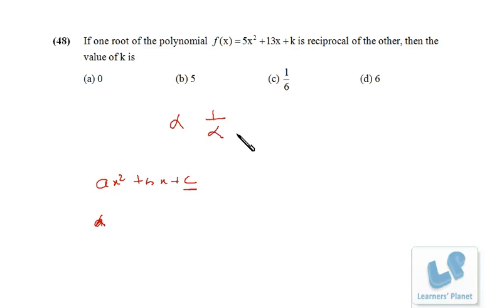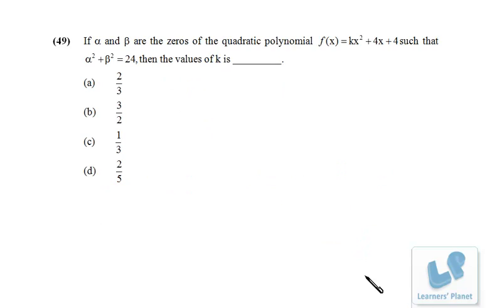So similarly over here, product of the roots will be what? Alpha into 1 by alpha, that's product of the roots, and actually it will be constant term by coefficient of x square, right? So it's k by 5. Now alpha into 1 by alpha is 1, so k is equal to 5, right?